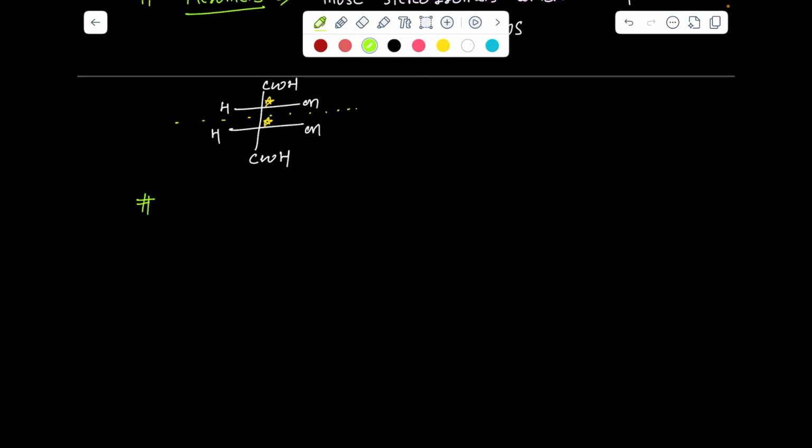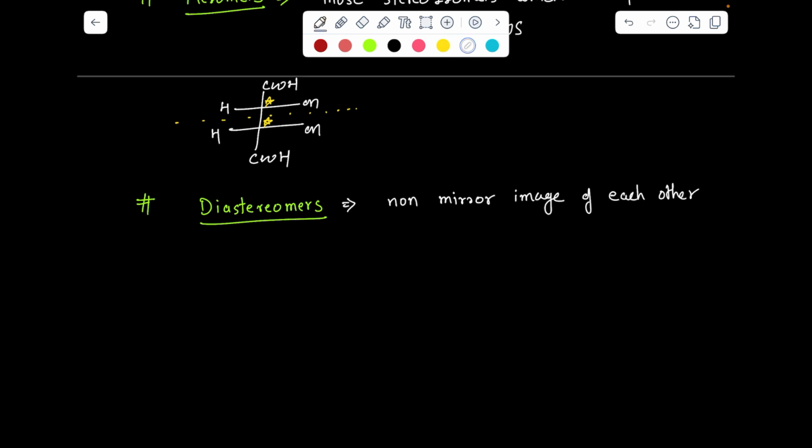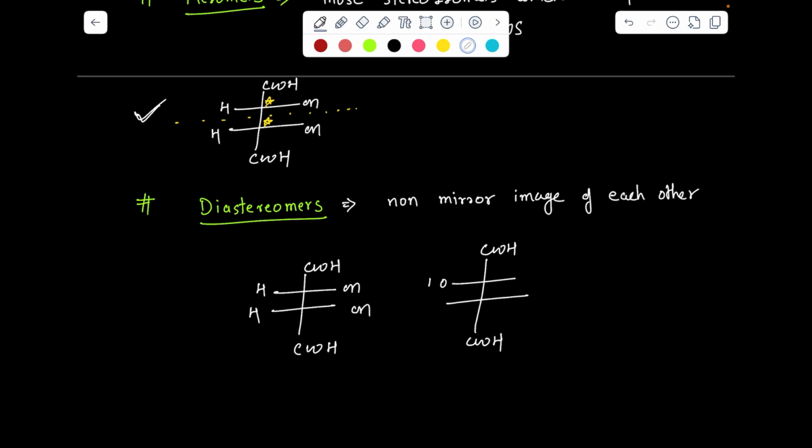Third is diastereomers. Diastereomers is another term. These are non-mirror images of each other. A molecule which has chirality, whether it has a plane of symmetry or not, but if they are non-mirror images of each other, is considered a diastereomer. I'll take the example of tartaric acid itself. The first one I'll write as H, OH, H, OH, and now I'll write a different image of this, OH, H and H, OH.